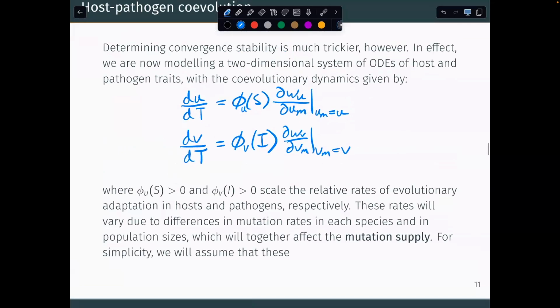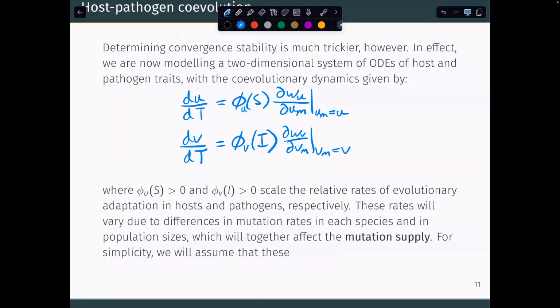Okay, so I mentioned this idea of mutation supply, and to come back to your point a moment ago, if we're just in one dimension, a singular strategy will just occur when this is equal to 0. A co-singular strategy in two dimensions occurs when both of these terms are equal to 0. In one dimension, because we're talking about long-term evolutionary dynamics, this term here doesn't really matter at all, right? Because it's just telling you how long it takes to get there. We're always letting t go to infinity anyway, so it doesn't matter.